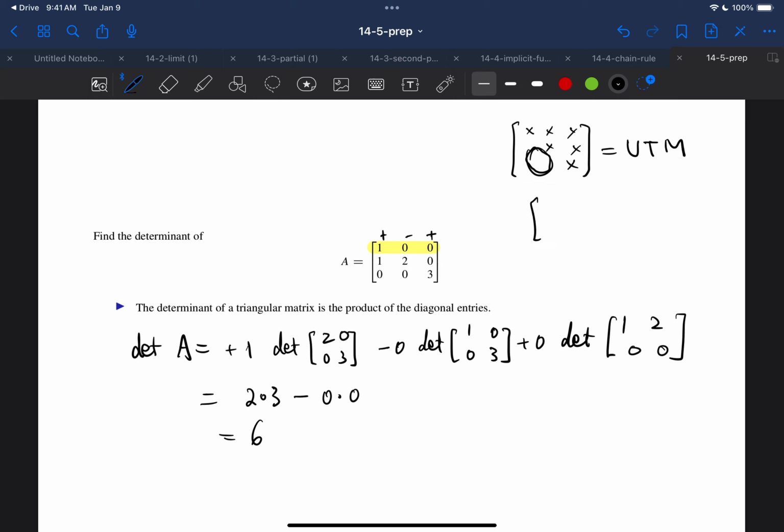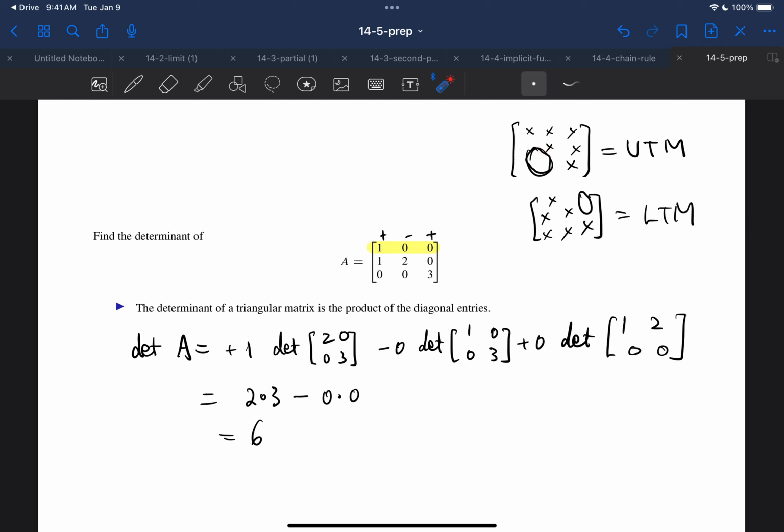And if we have non-zeros below the diagonal and zeros above the diagonal, then this is a lower triangular matrix. And for the determinant of a triangular matrix, upper or lower, you don't have to follow this co-expansion formula. The only thing you need to do is multiply these three numbers on the diagonal.